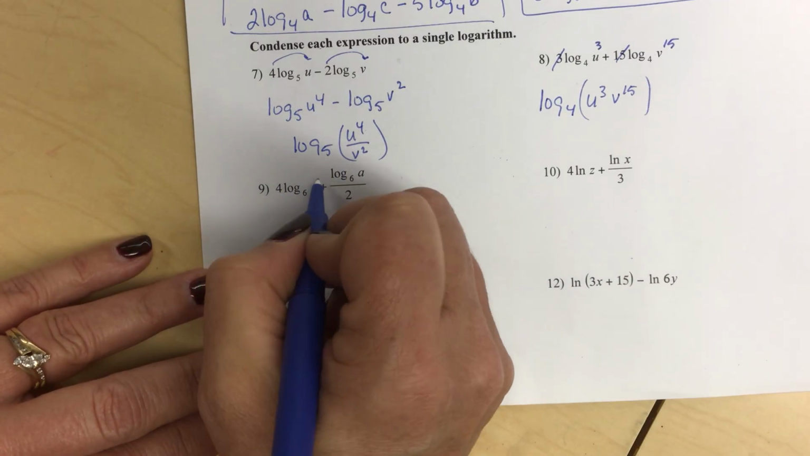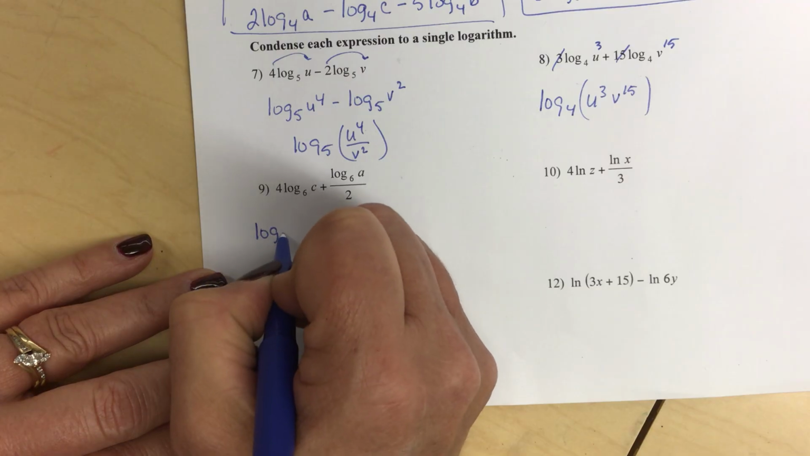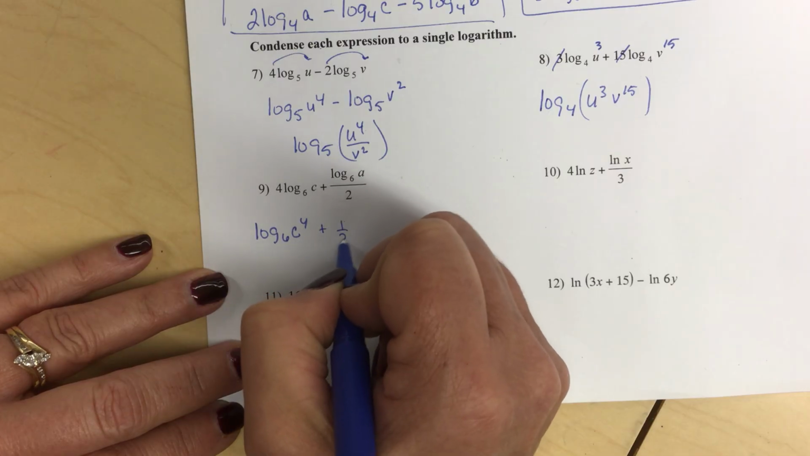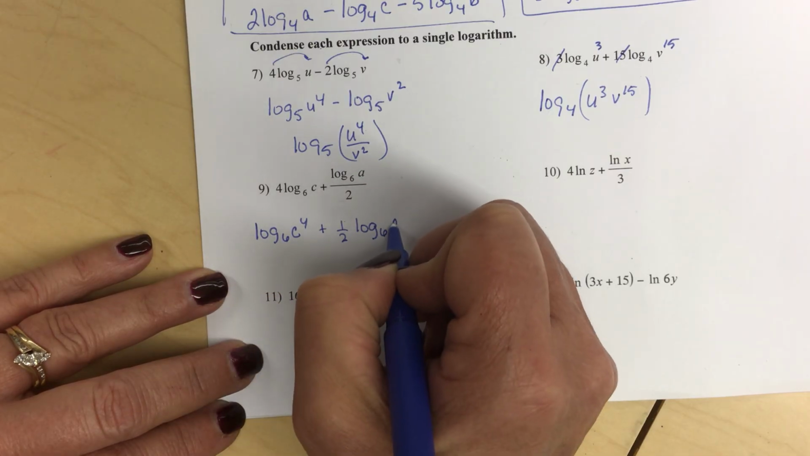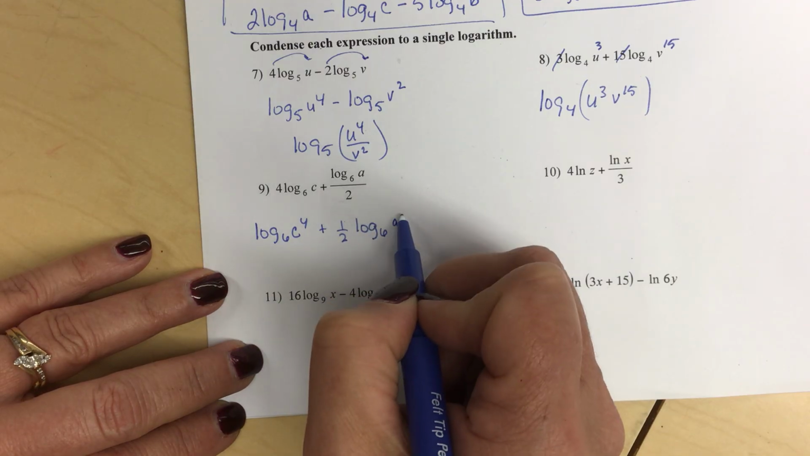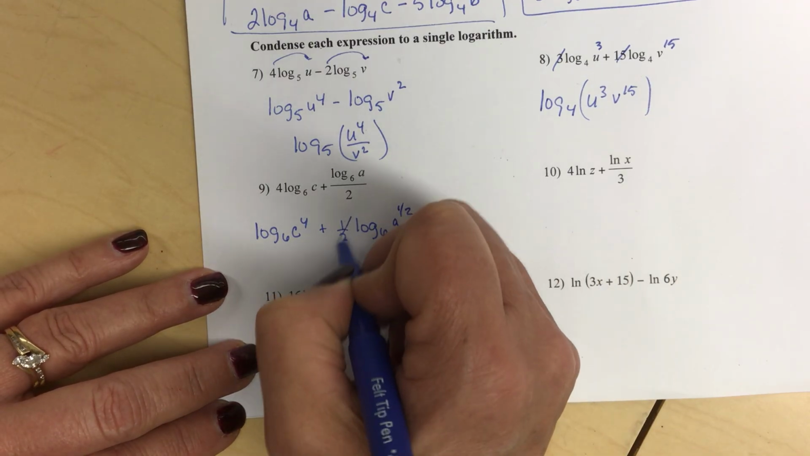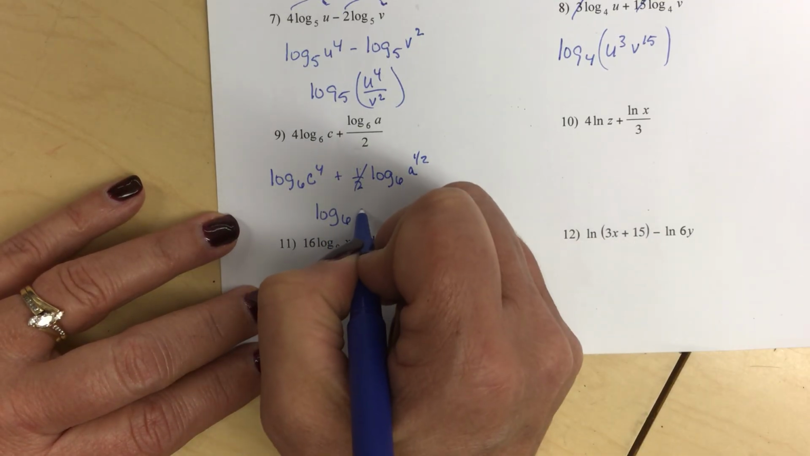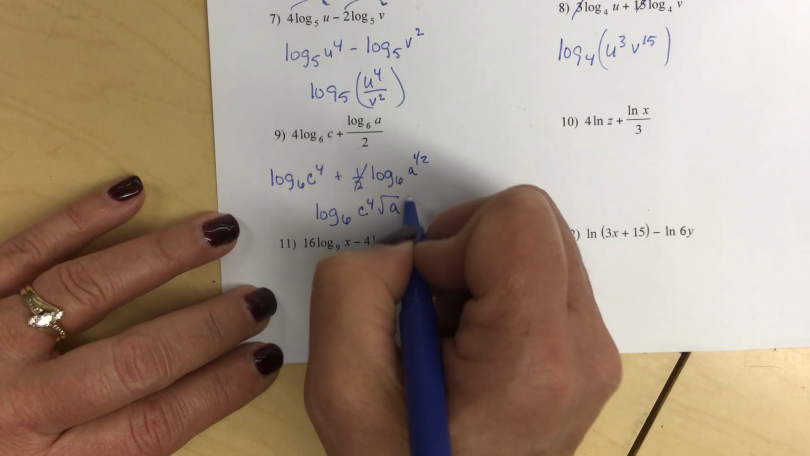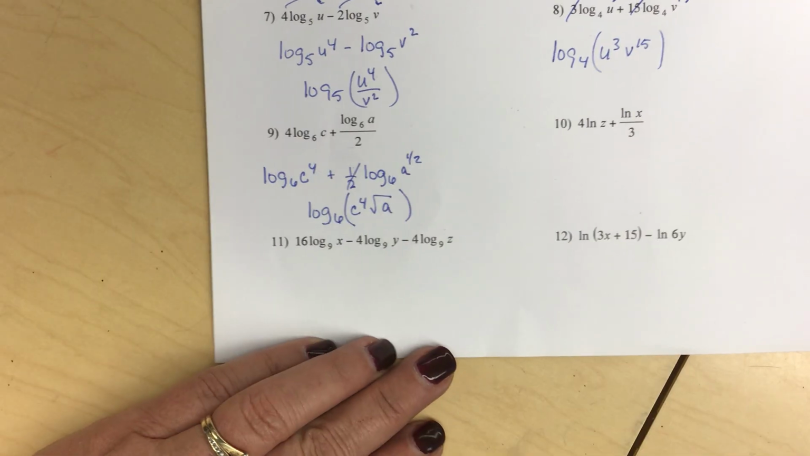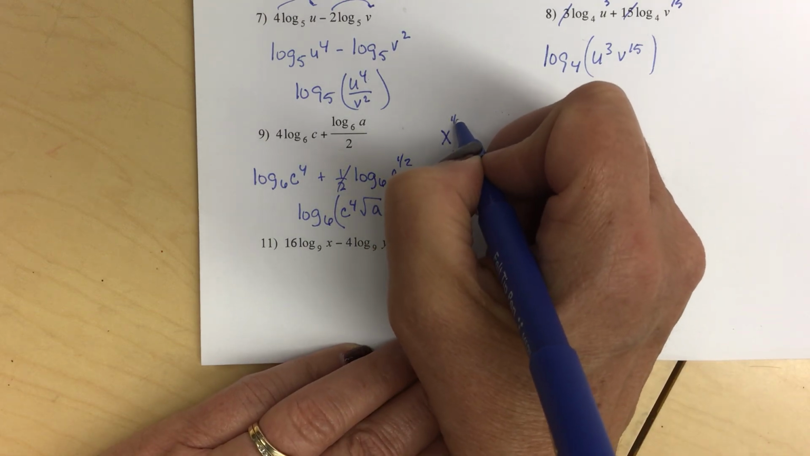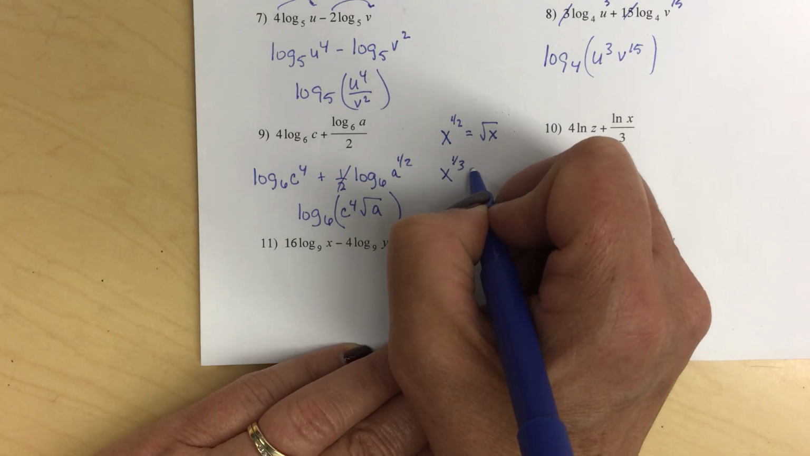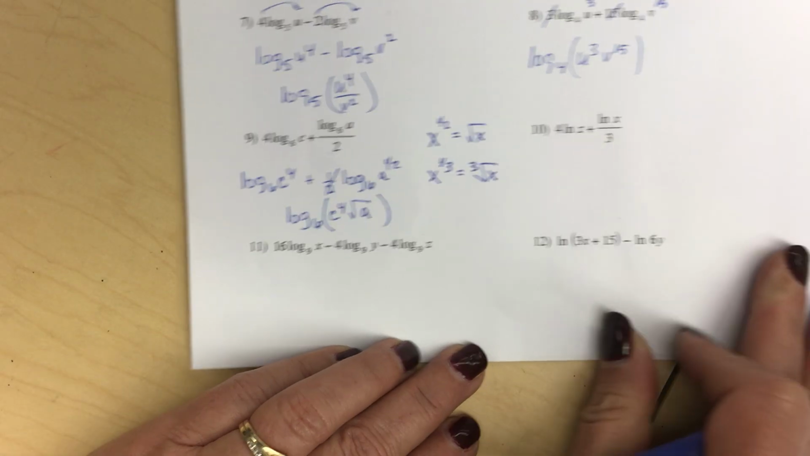So this 4 goes up and makes an exponent, so log base 6 of c to the 4th. This divided by 2 is like plus 1/2 log base 6 of a. Then this 1/2 goes up and becomes the exponent. So that means it's square root. So log base 6 of c to the 4th times the square root of a. Because remember, x to the 1/2 means the square root of x. And if I had x to the 1/3 power, that would be the cube root of x. So that's what we're going to use over here.